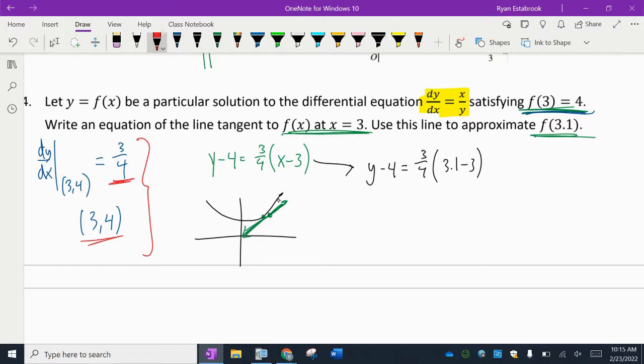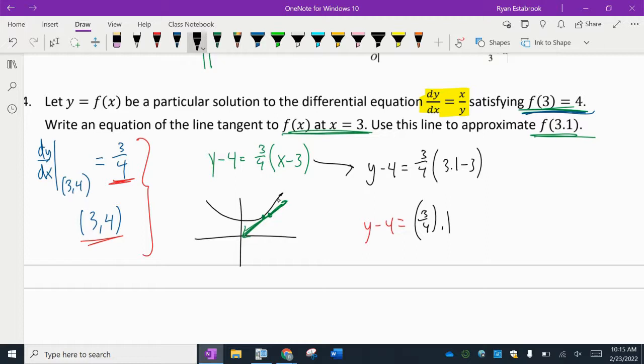3.1 minus 3 is 0.1. I can do this math. 0.1 times 3/4 would be 0.3 over 4. And maybe you're saying, okay, 0.3 over 4 I'm not very familiar with. So another way to consider that is it is 3/4 times 0.1. As a decimal, what is 3/4? So what's 0.75 times 0.1?